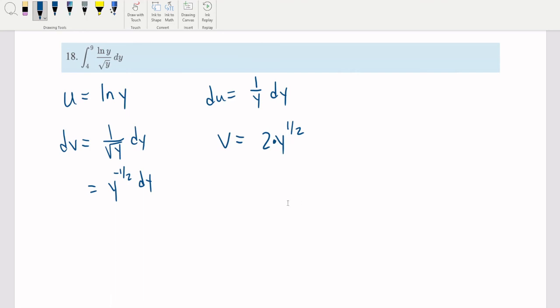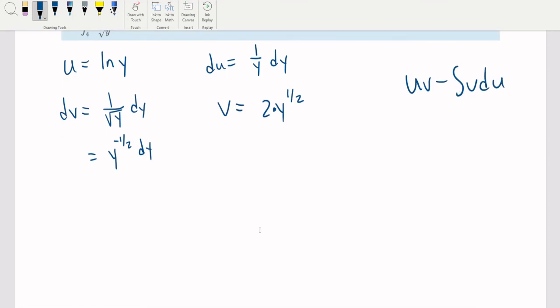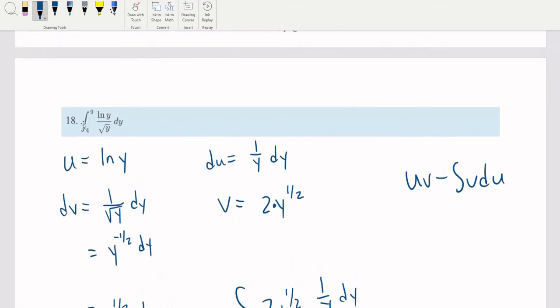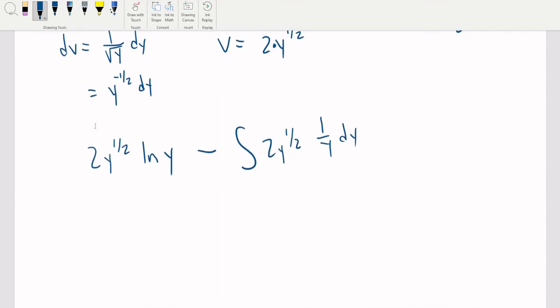Okay. So what's our formula? uv minus the integral of v du. Okay, let's try doing it. u and v. So this is 2y to the 1/2 natural log y, okie dokie, minus the integral of 2y to the 1/2, and then what's du? 1 over y dy. Oh, nice. We're in that situation again where we just have powers of y that'll come together. So that's pretty good. Now don't forget, we still have these bounds, but we'll just apply them at the end.